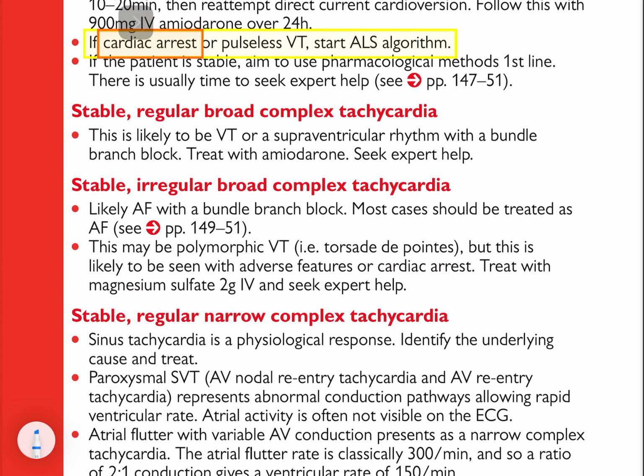If cardiac arrest or pulseless VT, start ALS algorithm. If the patient is stable, aim to use pharmacological methods first line. There is usually time to seek expert help. Stable, regular broad complex tachycardia: this is likely to be VT or a supraventricular rhythm with a bundle branch block. Treat with amiodarone. Seek expert help.